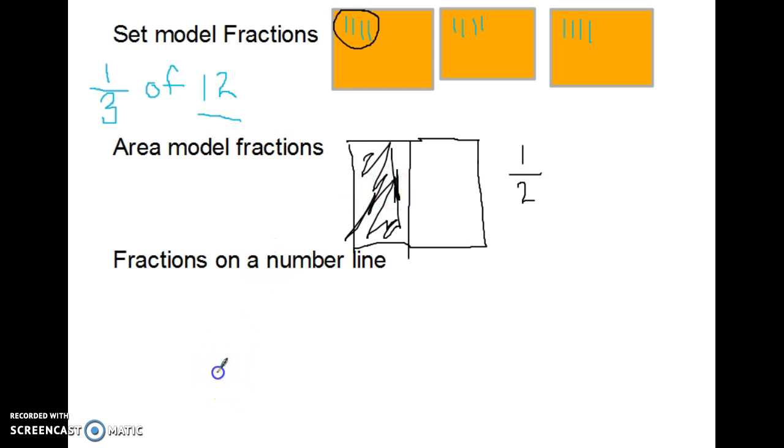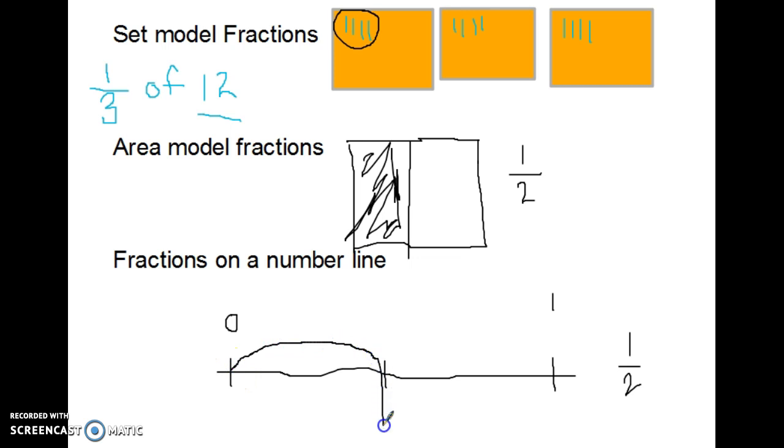And then fractions on a number line. The way we talked about it in class was just between 0 and 1. We haven't gone further than that. So here's 0 and here is 1. The example would be if you're trying to find a half, where is halfway between 0 and 1? It would just be halfway down the line. And we jump from 0 to 1/2, okay? And then you would mark that 1/2.